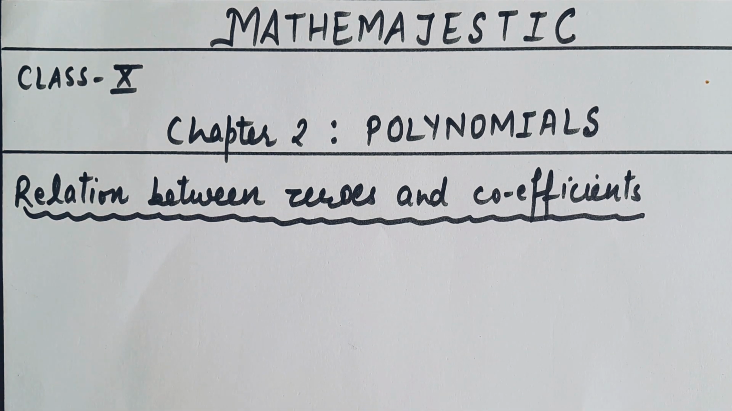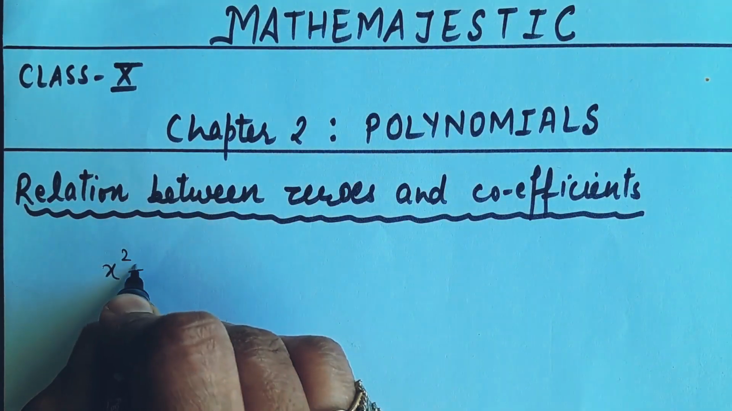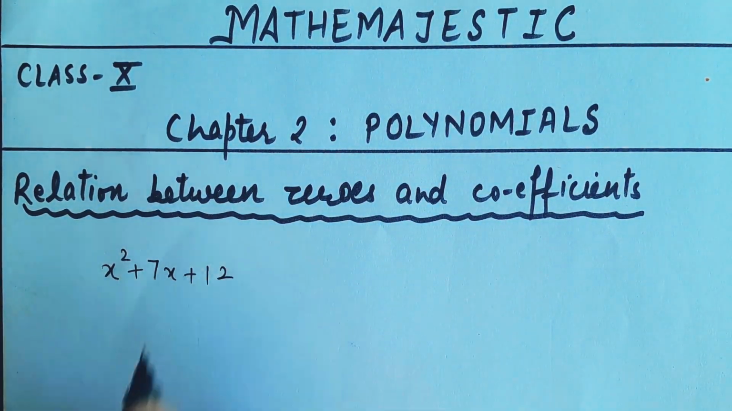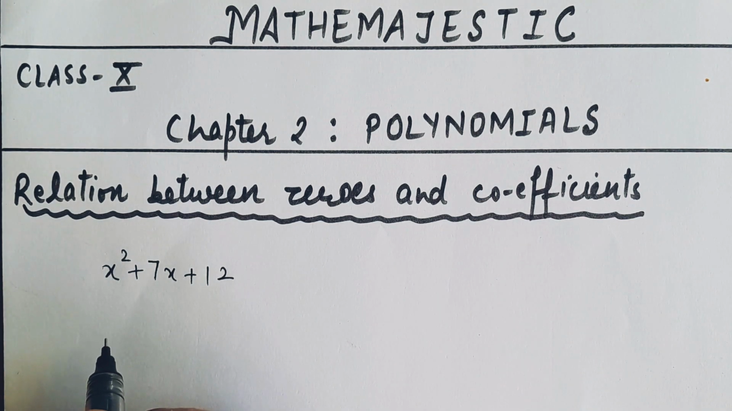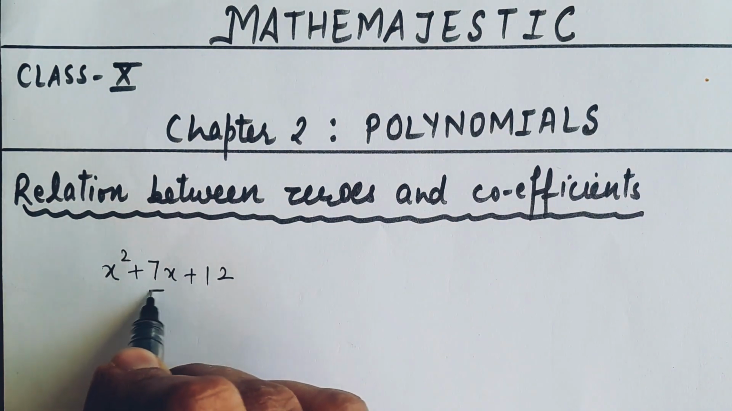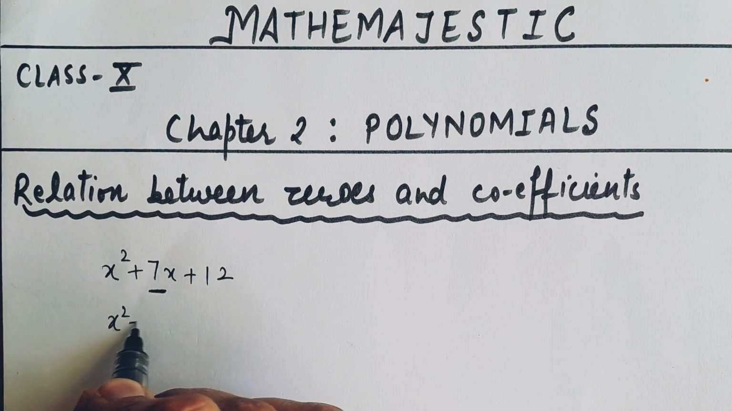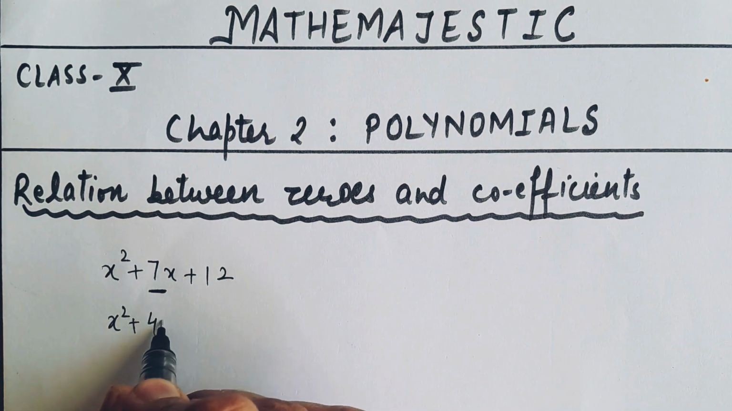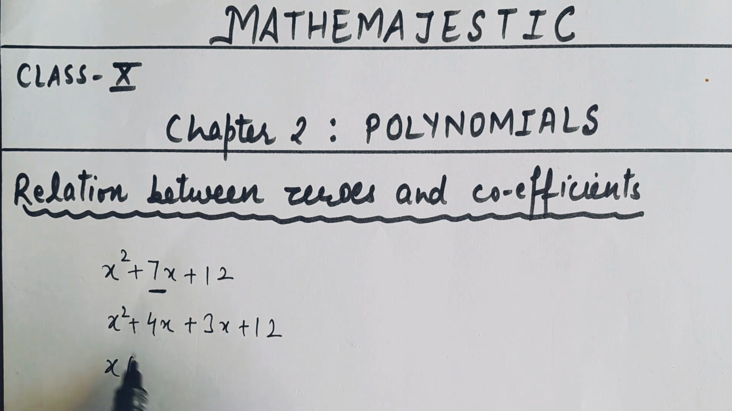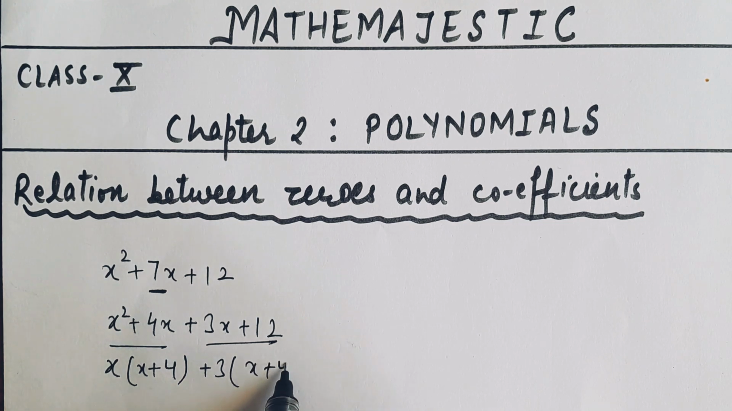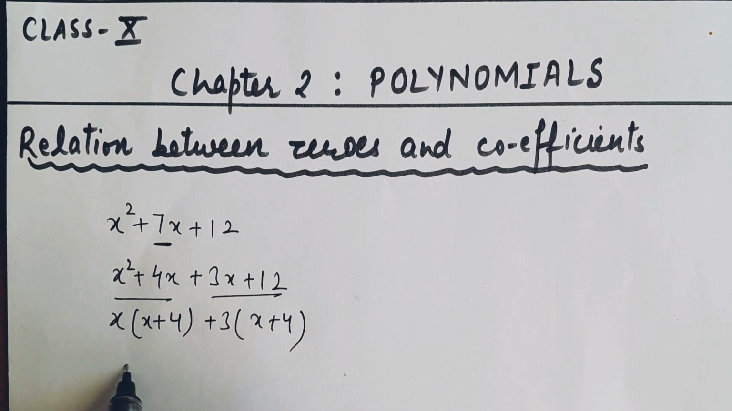So let's take a polynomial x square plus 7x plus 12. Now we will find out its roots first. So we will do the splitting of the middle term. So we will take 4x plus 3x. So we will take first two terms together, x common, so x plus 4, in these two 3 common, x plus 4. So we get two factors of it, x plus 4 and x plus 3.